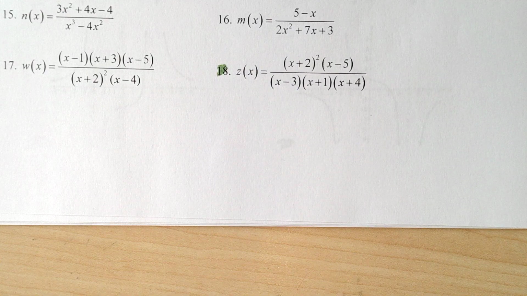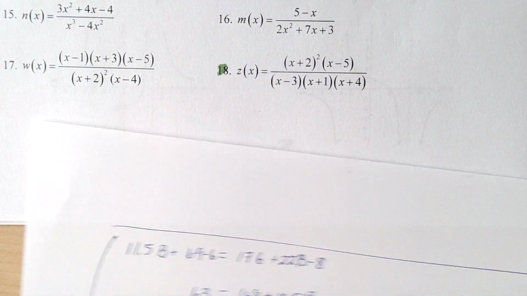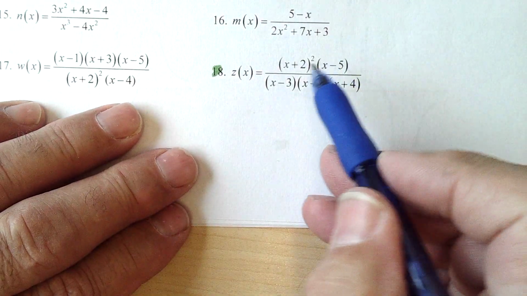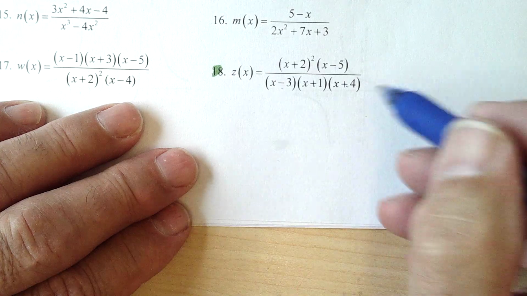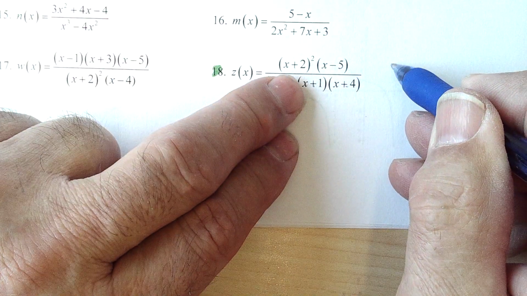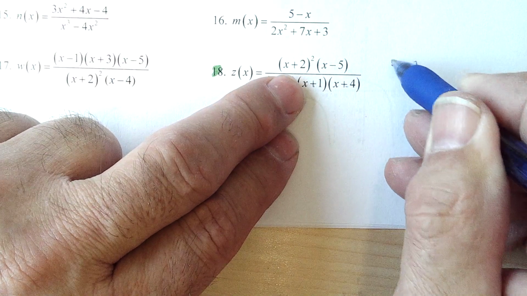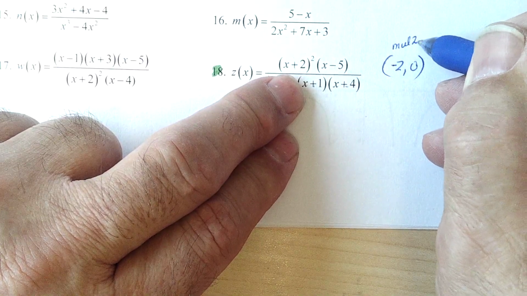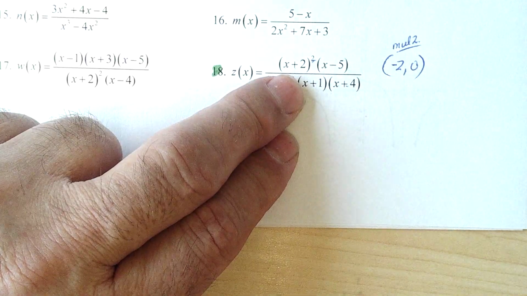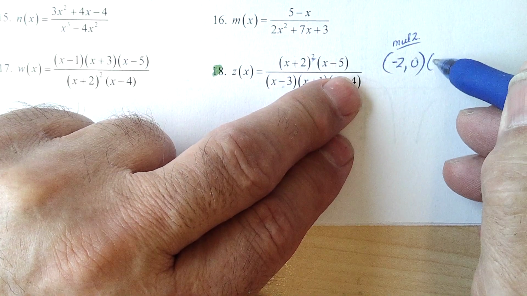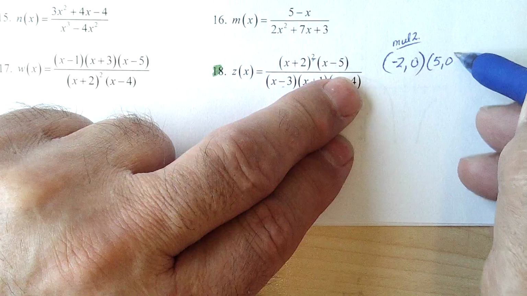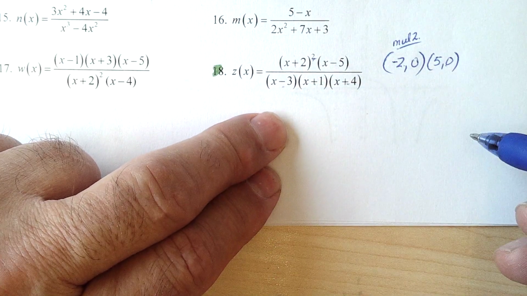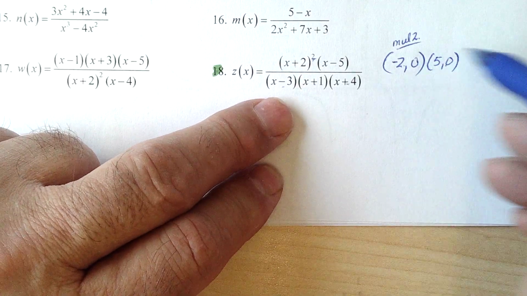Okay. Let's do 18. X, let's see, is there any factors that match? Nope. X-intercepts: negative 2, 0. And if I want, I could say this is going to have a multiplicity of 2. And at 5, 0. So this would bounce. This one goes straight through. Those are the x-intercepts.